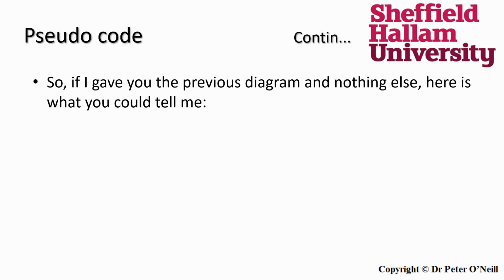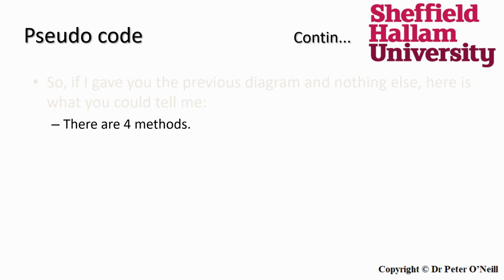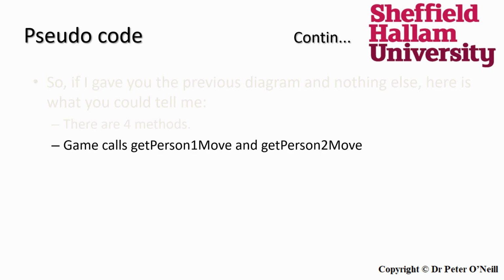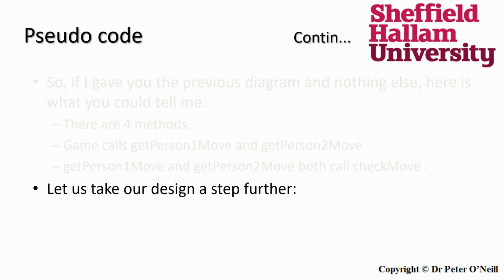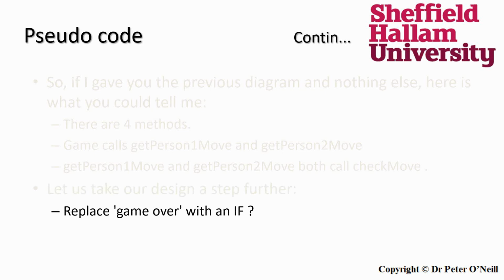So, if I gave you the previous diagram and nothing else, here's all you could tell me. It has 4 methods: Game called person 1, person 2, move, and person 1 and person 2 move, both called check move. Let us take this design a step further. Place game over with an if.